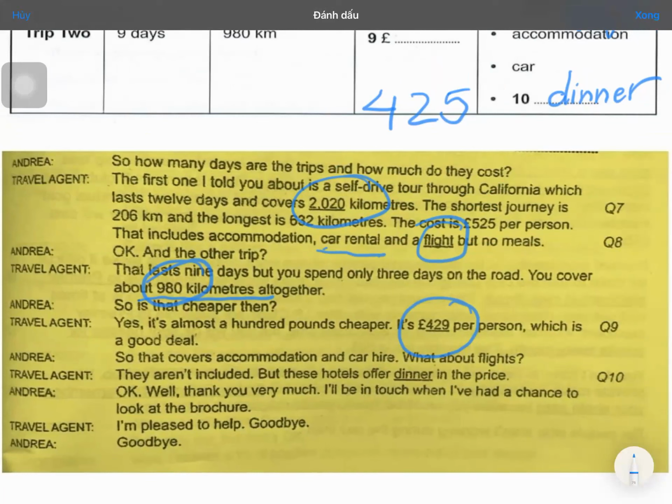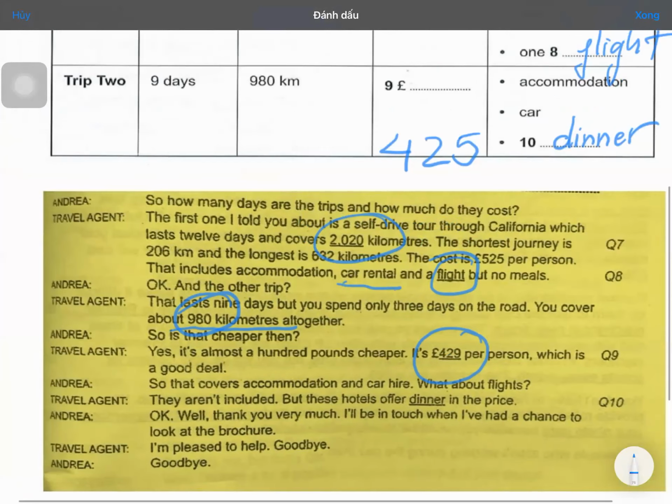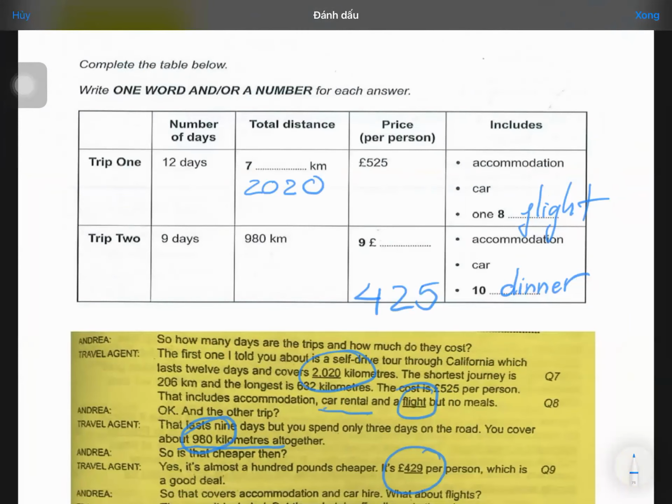No. My answer is 425. Okay, it is 429. Yeah. And yes, the word dinner is totally correct. Thank you, Chang. Now, everybody, today there are 3 things we can learn from our listening activity.